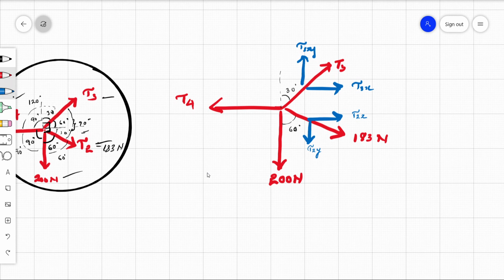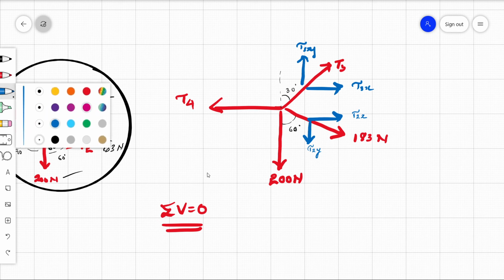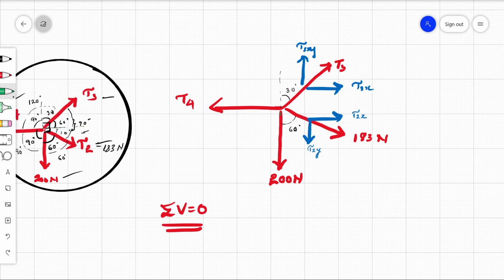What was the formula for equilibrium conditions? That is, the summation of all the vertical forces is equal to 0. So what vertical forces are there over here? Let me change the color to green. All the vertical forces I'll take in green. Is this 200 Newton in the vertical force? Yes, it is in the vertical force.